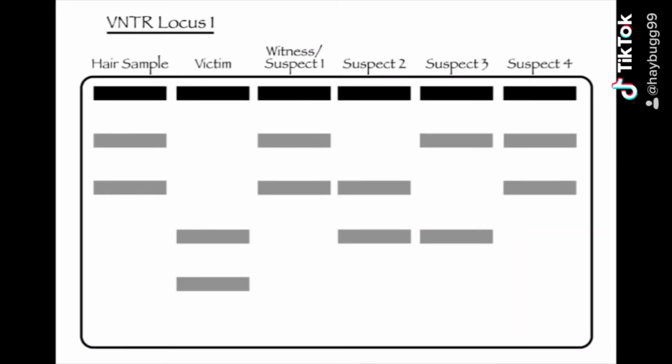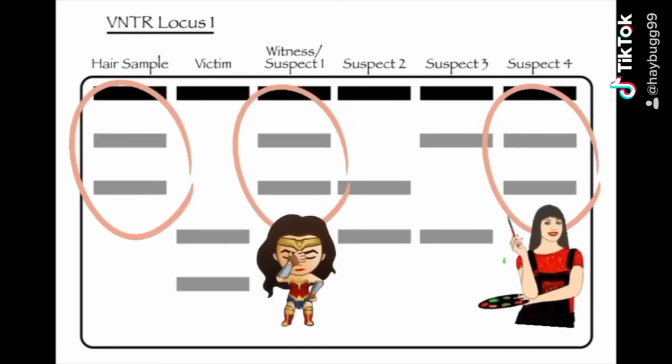Looking at the gel of locus 1, we can see that the hair sample found at the crime scene matches the witness, which is suspect 1, as well as suspect 4. Suspect 4 is Rose. Here I have circled all the alleles that match the hair sample. Suspect 1 and suspect 4, either one of them could be the murderer at this point.